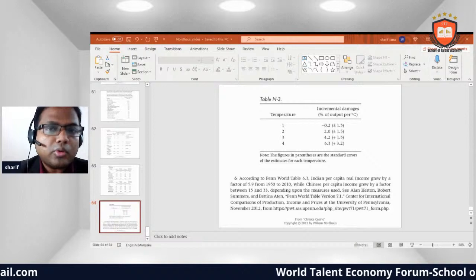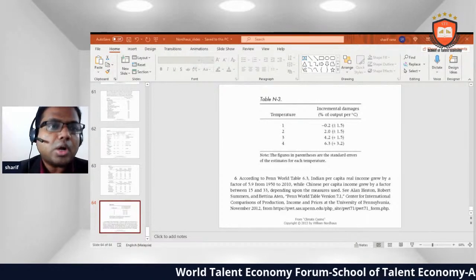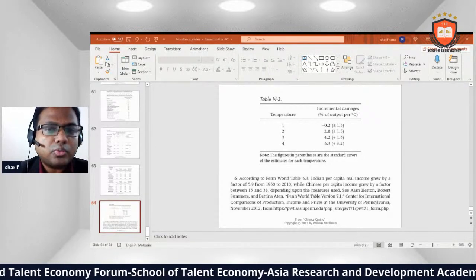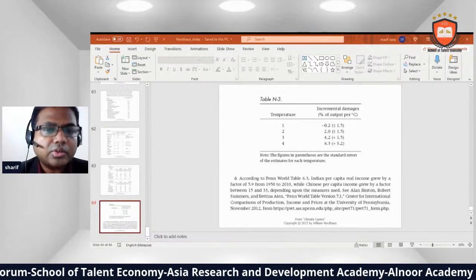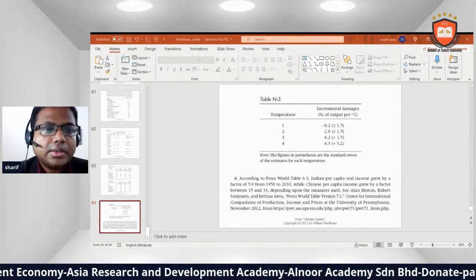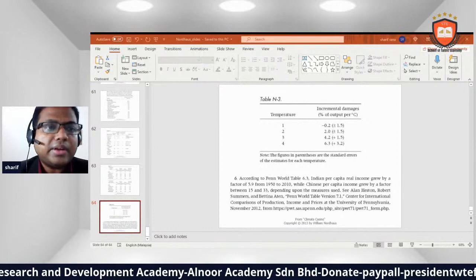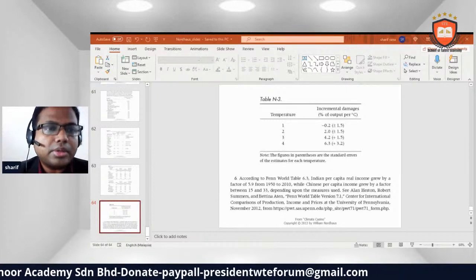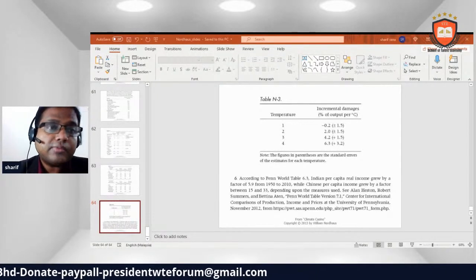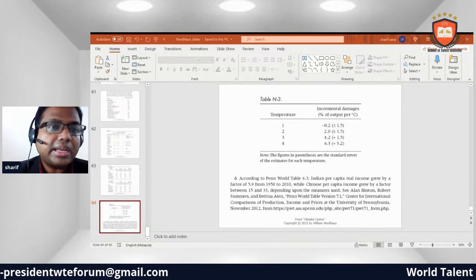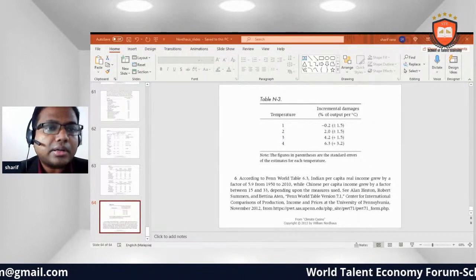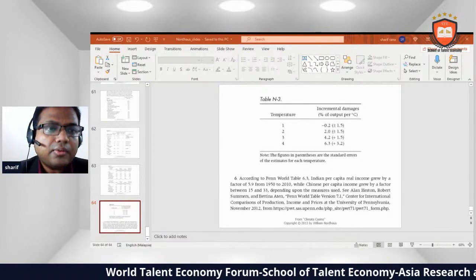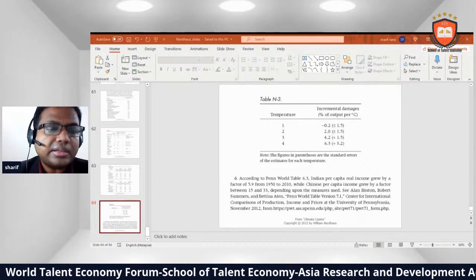So the World Talent Economy Forum, School of Talent Economy, we are working on different kinds of issues. We are developing different strategies for technology and other things. We have to solve this problem, understand how we can overcome this situation, and make an impact for our society. Then we can take the necessary strategy for this world, and for our local economy.